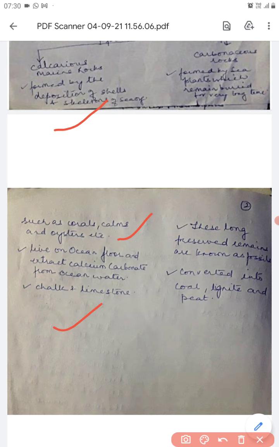Carbonaceous rocks are formed by the sea plants which remain buried for a long time. So, calcareous by the sea organisms, carbonaceous by the remains of the buried plants, the plants which remain buried for a long time. These long preserved remains are known as fossils. After long processing, long sedimentation, they are converted into coal, lignite and peat.